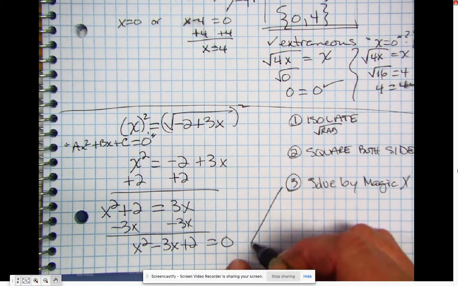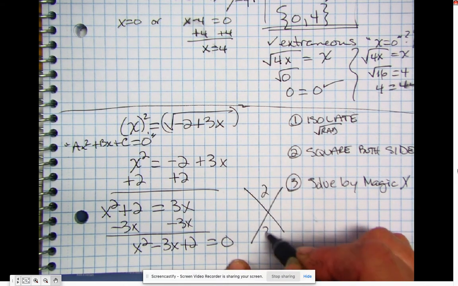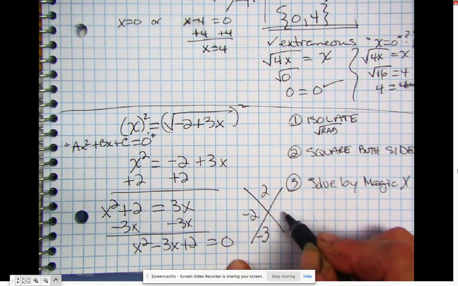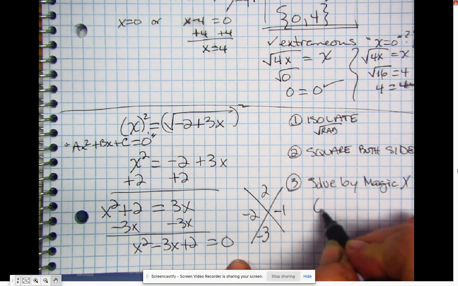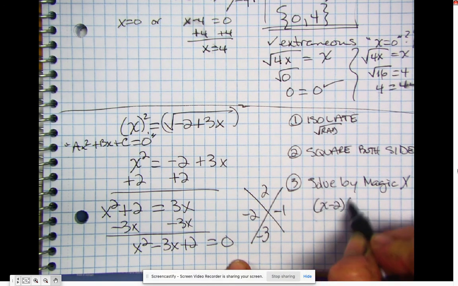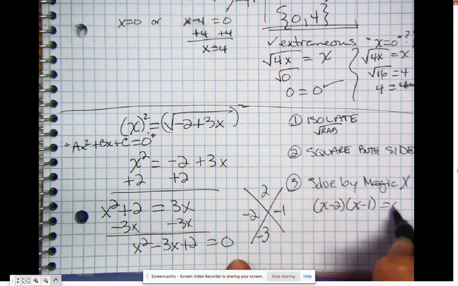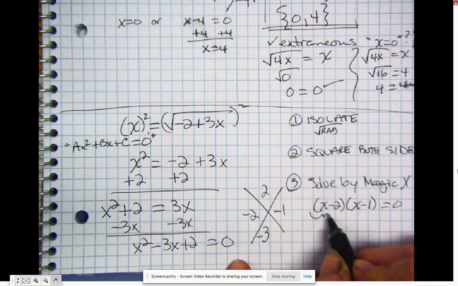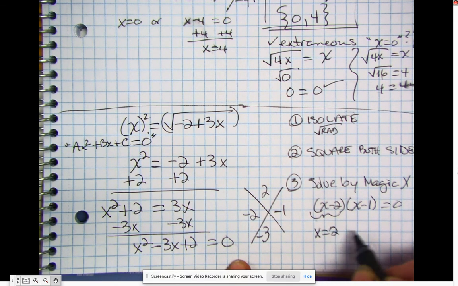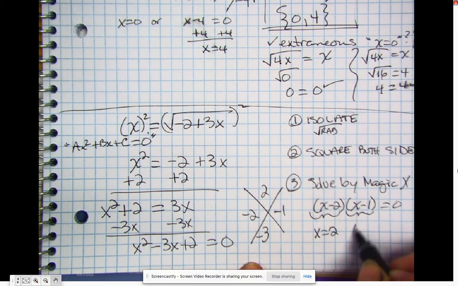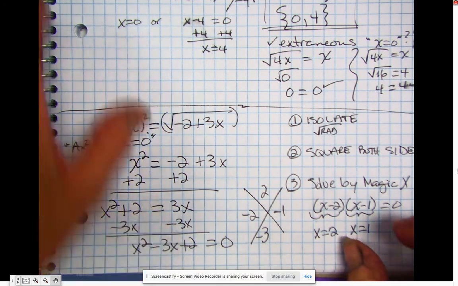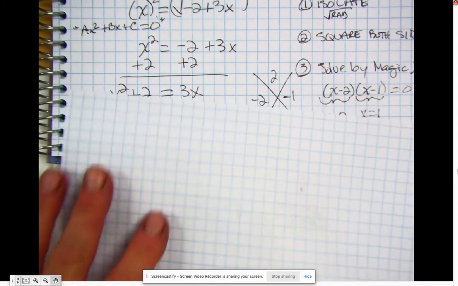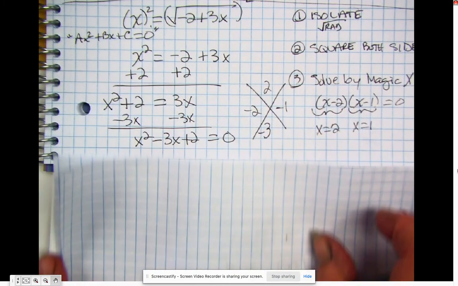Now we'll magic x. 2 up here, negative 3 on the bottom, so I need negative 2, negative 1. So I could write this as x minus 2, x minus 1 equals 0. What would make this equal 0? X would have to be a 2. What would make this equal 0? X would have to be a 1. Now, I want to check to see if I'm correct. We're checking for extraneous now.